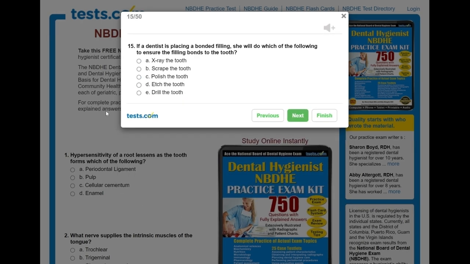Question 15. If a dentist is placing a bonded filling, she will do which of the following to ensure the filling bonds to the tooth? A. X-ray the tooth. B. Scrape the tooth. C. Polish the tooth. D. Etch the tooth. E. Drill the tooth.